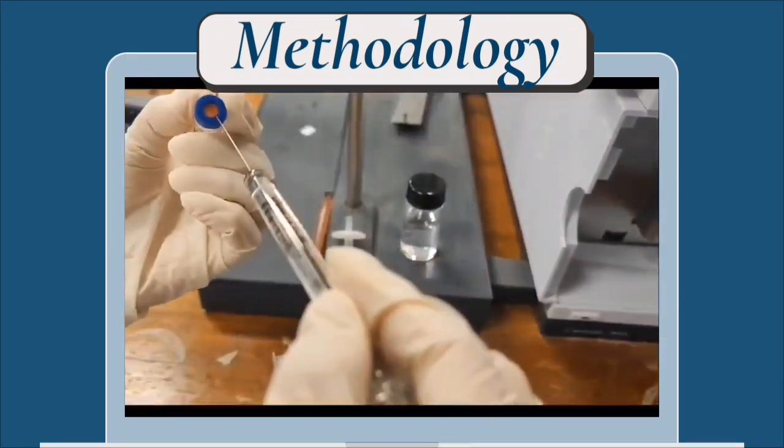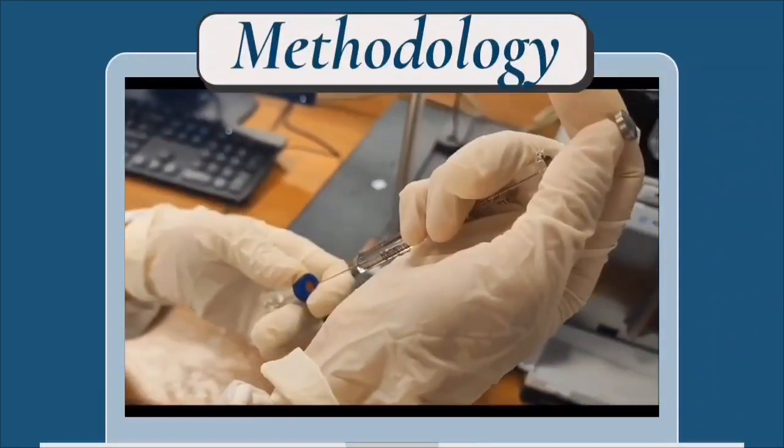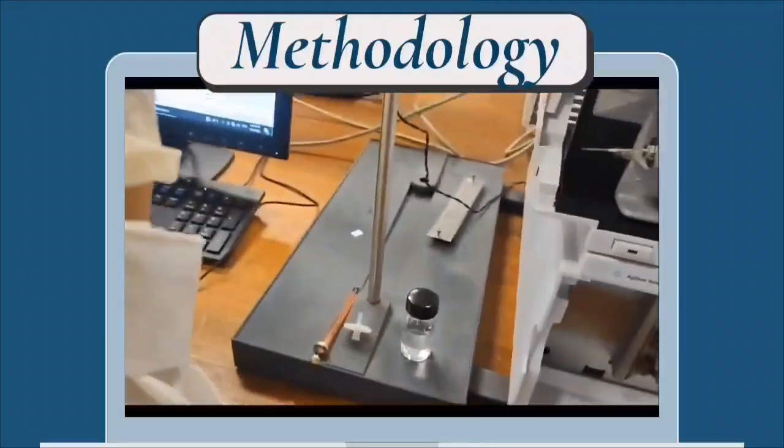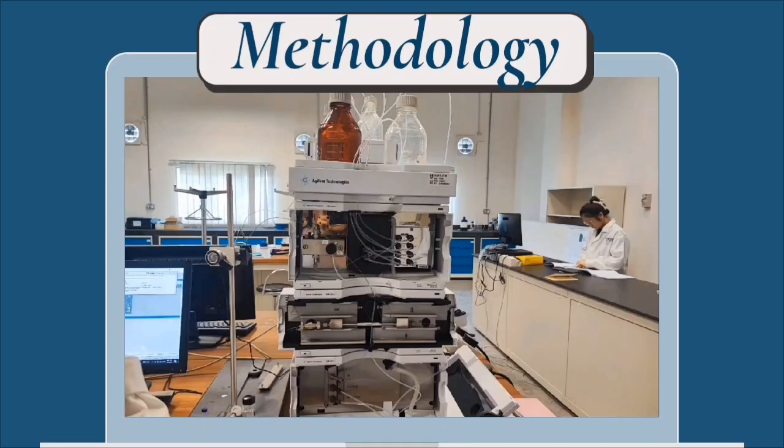Now, we are going to take 10 microliters of the filtered sample using this syringe. Then make sure the injector knob is at load before injecting. After that, inject the sample and pull it out immediately. Then, we turn the knob to inject. Finally, the machine will automatically run the sample.